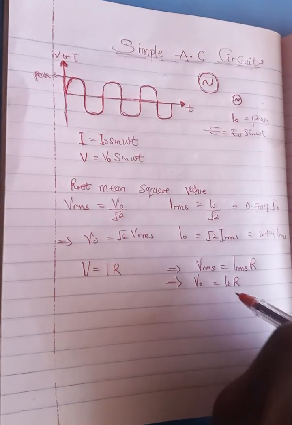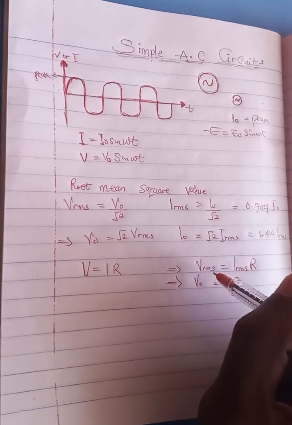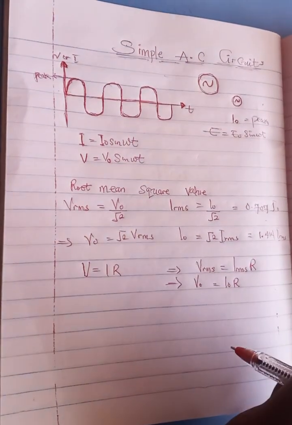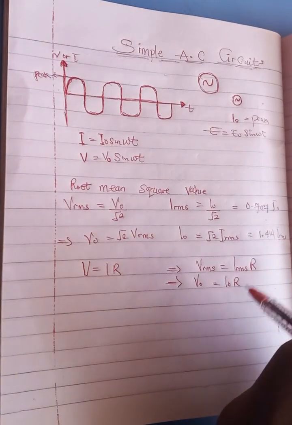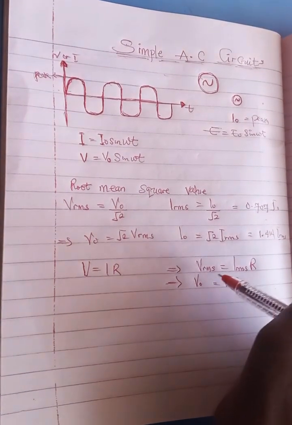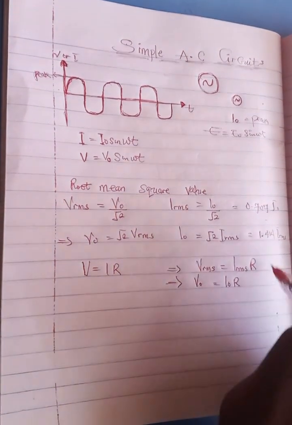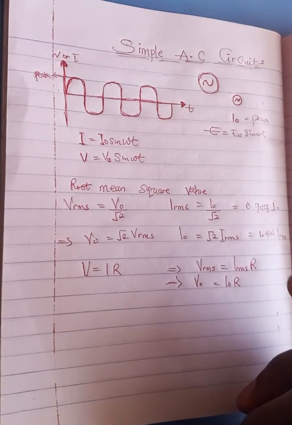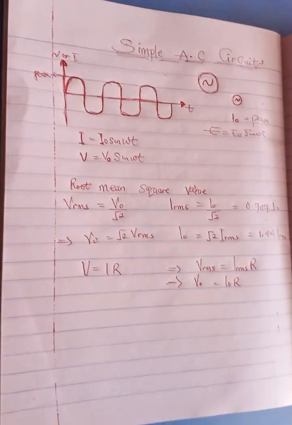If you have to find peak current, you know what to do. You can only get peak current from peak voltage, and vice versa. So we know how to convert our RMS value to peak and our peak to RMS value, written up here. So that is that for AC circuits.